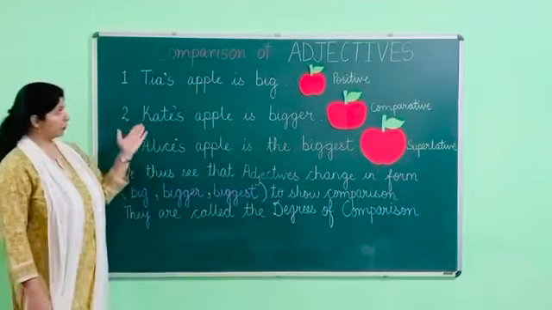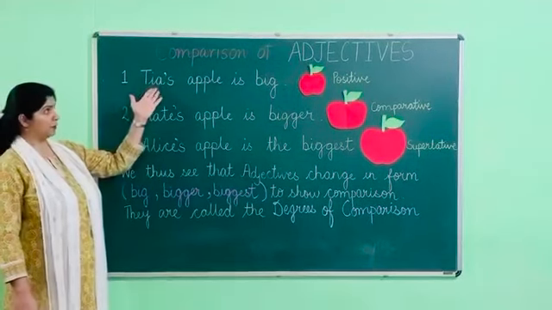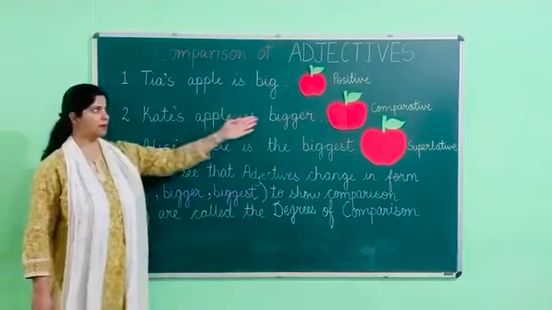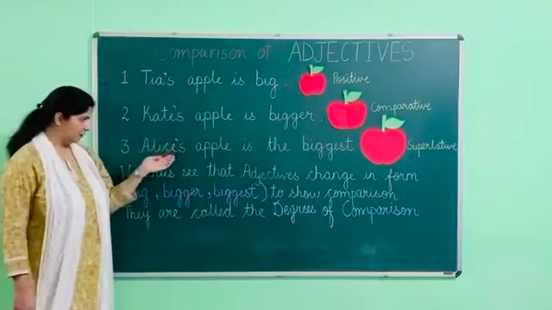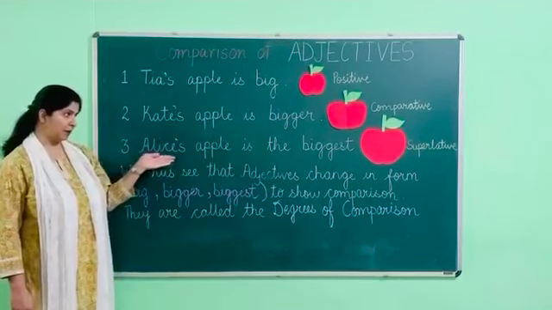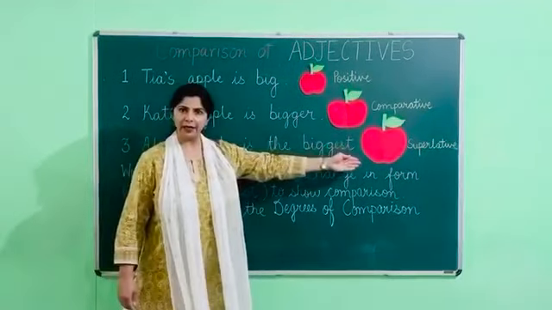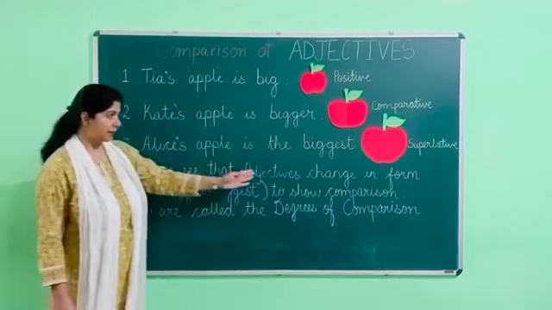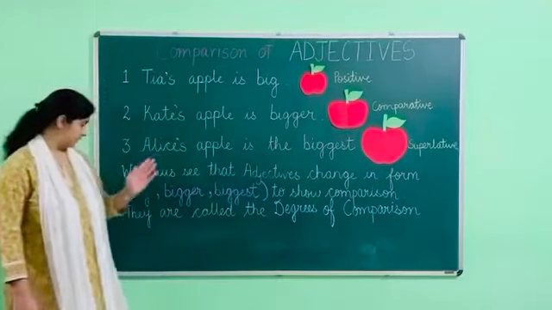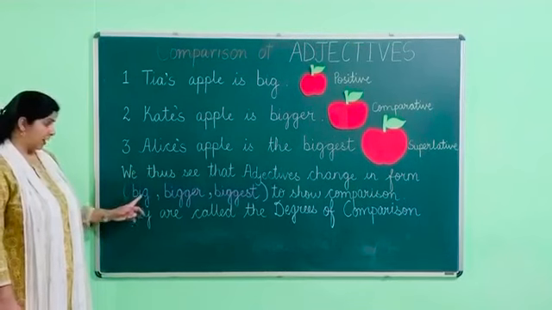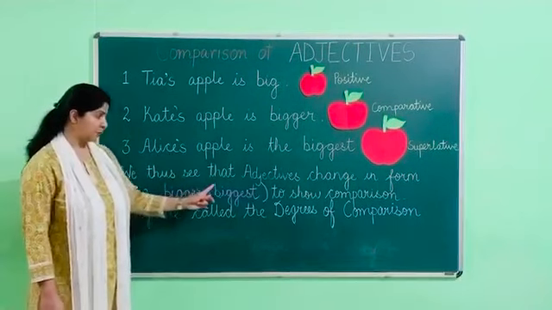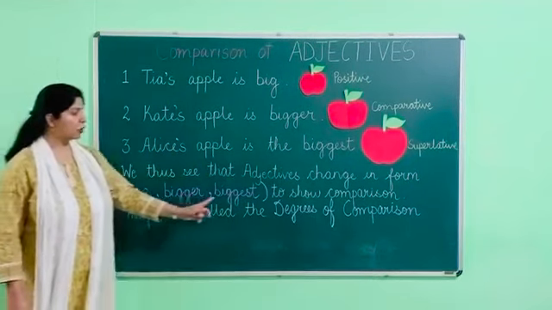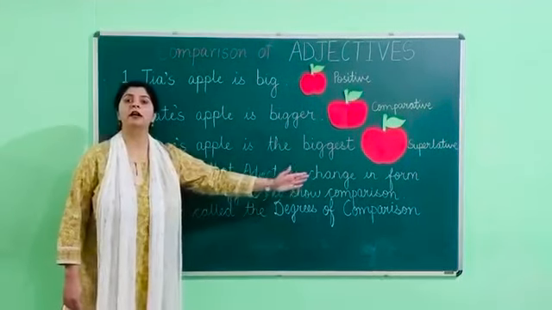What did we do? We start with Tia's apple, which was big. Then we went to Kate's apple, which was bigger. And then we went to Alice's apple, which was the biggest. So, when we see that the adjectives change in form, like the big becomes bigger and the bigger becomes biggest, to show comparison, they are called the degrees of comparison.